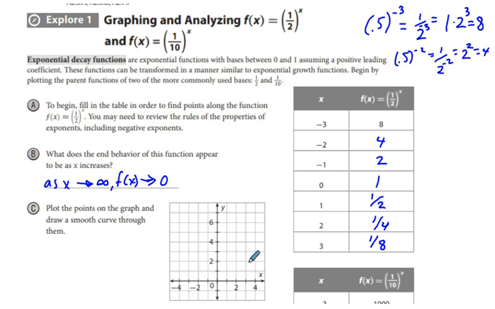Now plot the points on the graph and draw a smooth curve through the points. We plug in -3, we get 8. We plug in -2, we get 4. We plug in -1, we get 2. We plug in 0, we get 1. We plug in 1, we get 1/2. We plug in 2, we get 1/4. We plug in 3, we get 1/8. And so it says draw a smooth curve. I don't know how, this pen is kind of glitchy sometimes. I'll do the best I can. That's about as good as can possibly be done. Okay.